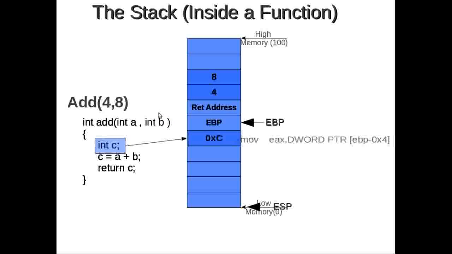And conversely, to access local variables on a stack, you need to subtract going lower in memory. So we're going to subtract 4. Why 4? Because everything is offset by 4 bytes.